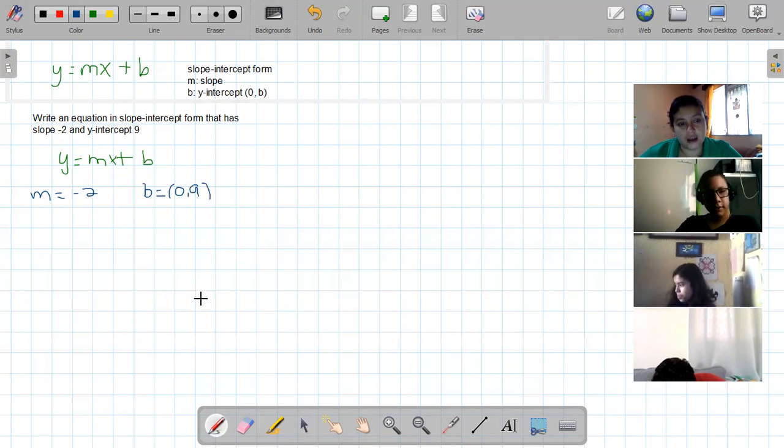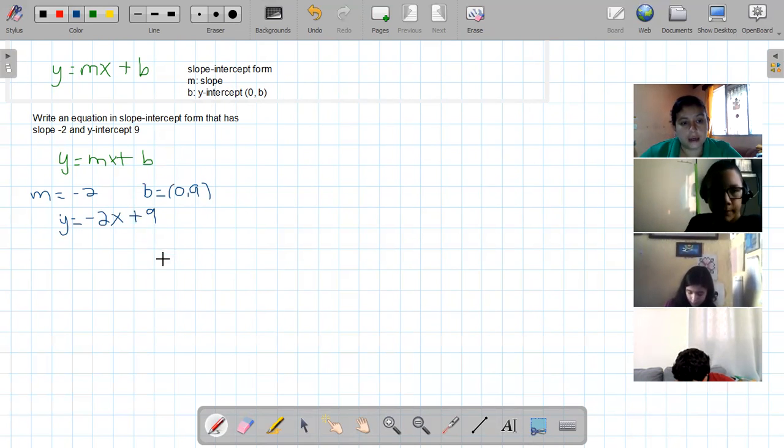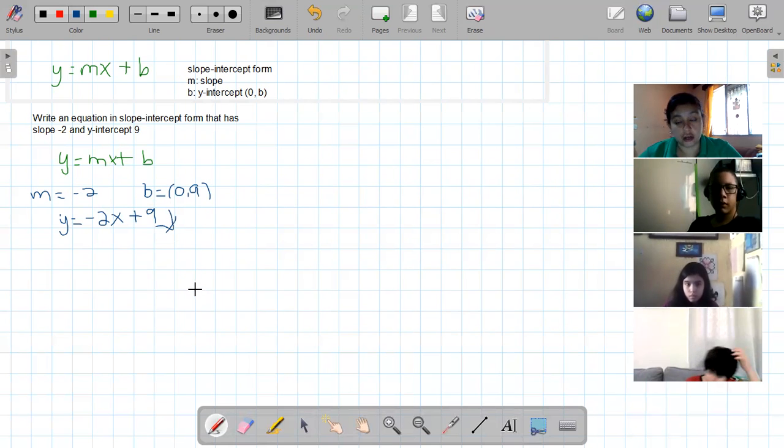Very good. Now we're going to substitute that inside the equation. So y is equal to m, which is -2, x plus 9. Exactly, y = -2x + 9. And that's it, because you're not asked to graph. This is your final answer. You're not being asked to graph, so you don't graph at all. Okay, let's do one more.